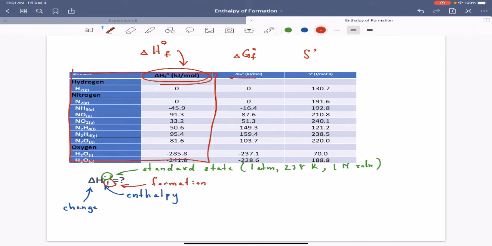Okay, so I want to focus on this formation idea. We're forming 1 mole of a compound or an ion or something that isn't the element from its elements at standard state. And standard state is just room temperature, pressure, and if it's a solution, concentration of 1 molar.